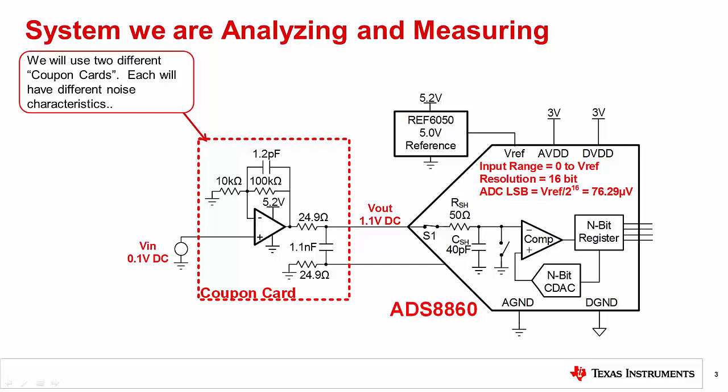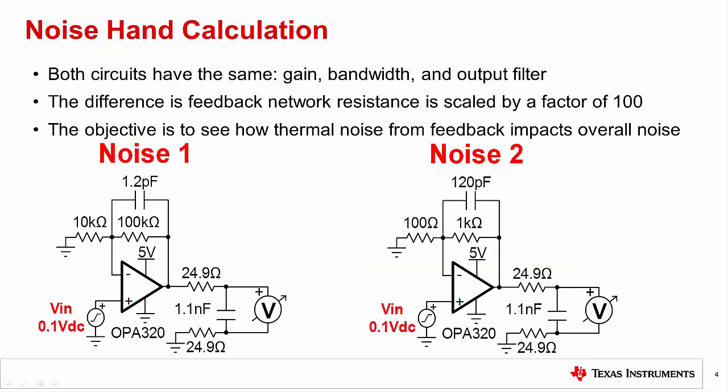We will separately analyze the amplifier, reference, and data converter to predict the overall noise. Let's take a closer look at the amplifier circuit. This slide shows two different amplifier circuits for which we will calculate, simulate, and measure noise for this hands-on experiment. These two circuits are very similar. Both circuits have the same gain, bandwidth, and output filter.